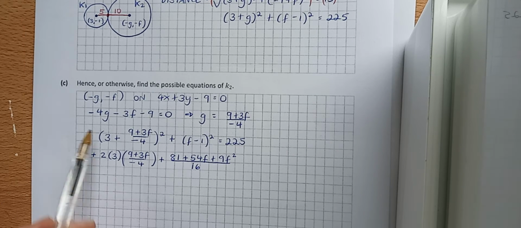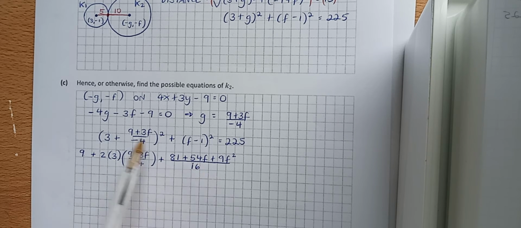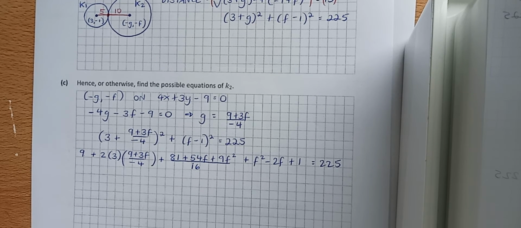So I squared the first guy, first by second by 2, and I squared the last guy. Watch out there that you have to square out that whole numerator over 16. And then the second bracket is pretty simple: F squared minus 2F plus 1, equals 225 at the end.